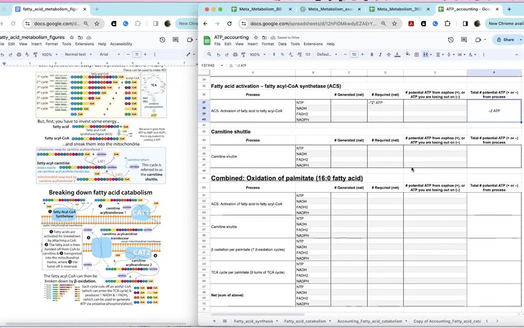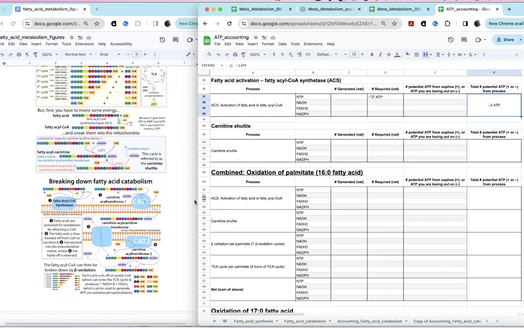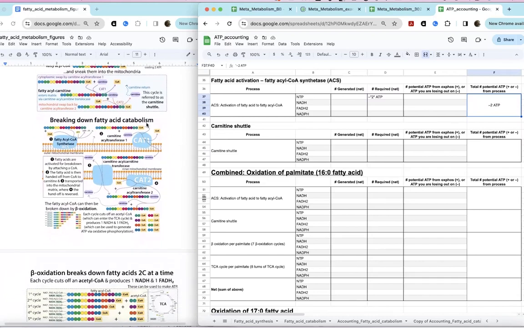Okay, so now we have this fatty acyl-CoA, and we want to get into the mitochondria because that's where beta oxidation occurs. The way that we're going to do this is through our carnitine shuttle. Basically the carnitine shuttle is going to take that fatty acyl-CoA, take the CoA that you just put on, that you just took energy to put on, and swap it for a carnitine. And then you get an acylcarnitine, fatty acylcarnitine. That fatty acylcarnitine can then get into the mitochondria where it's converted back into a fatty acyl-CoA.